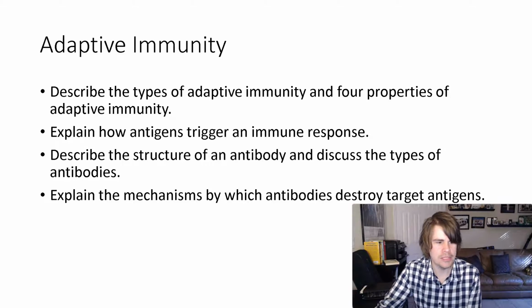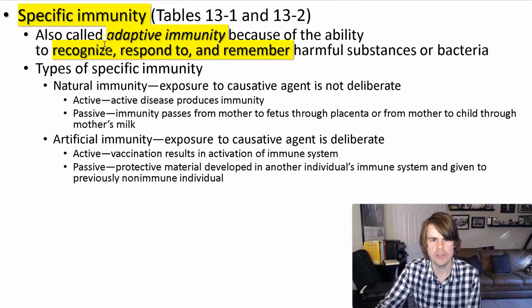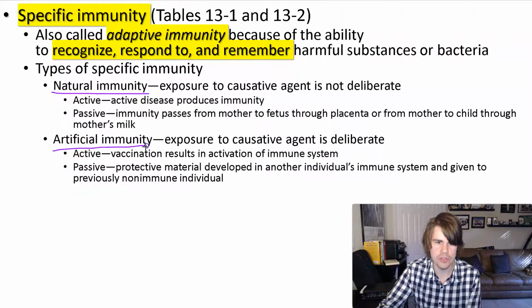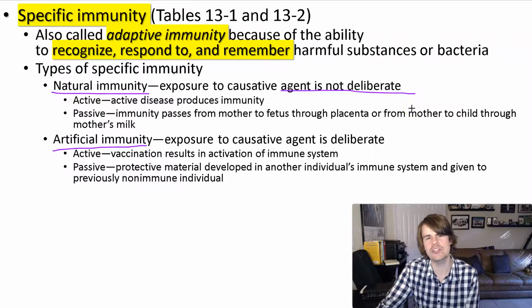Specific immunity is also called adaptive immunity. It's our ability to recognize, respond to, and remember harmful substances. There are two different types that you should be aware of: natural immunity and artificial immunity. Natural immunity is not deliberate. You don't get anything injected into you deliberately. It just naturally happens.